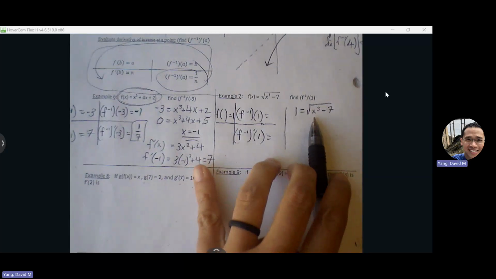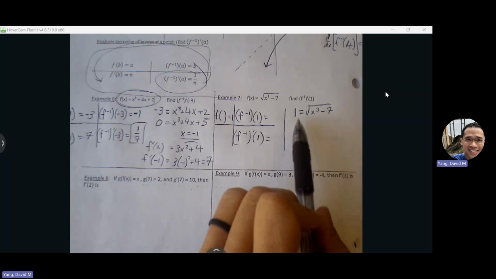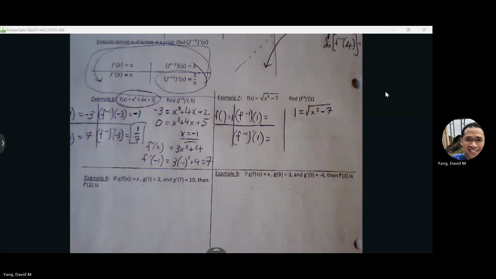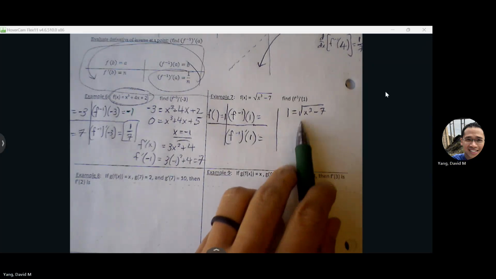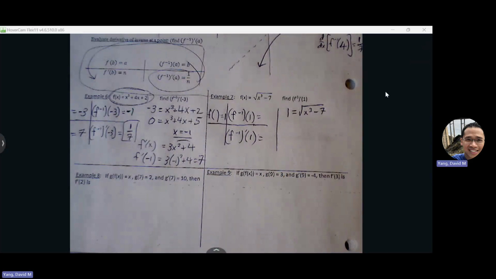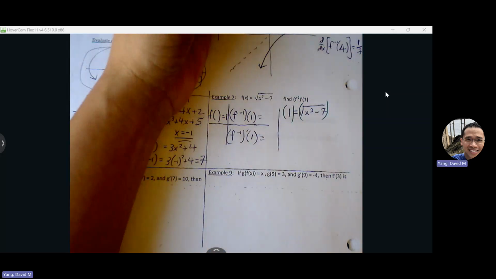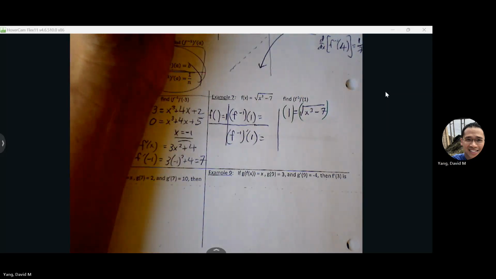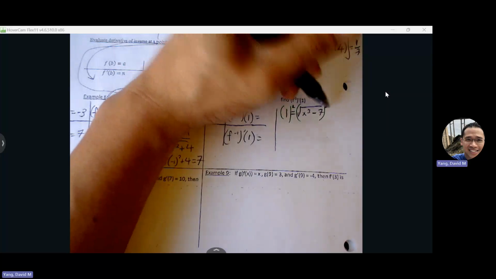I think this one we can solve by hand since it's not multiple terms, just 2 terms here. What can I do to make my way to solve for x? Is there any way to get rid of the square root? Raise both sides to what? How do I undo a square root? Squared. Okay. I'm going to square both sides.